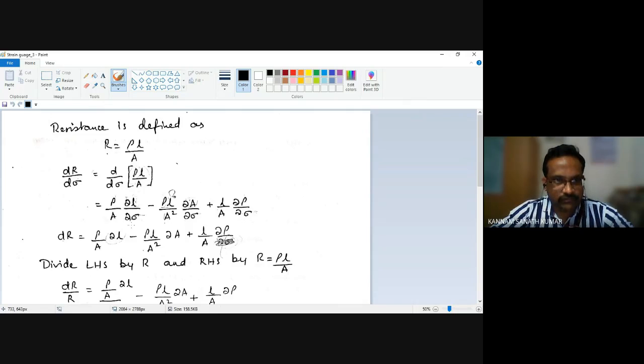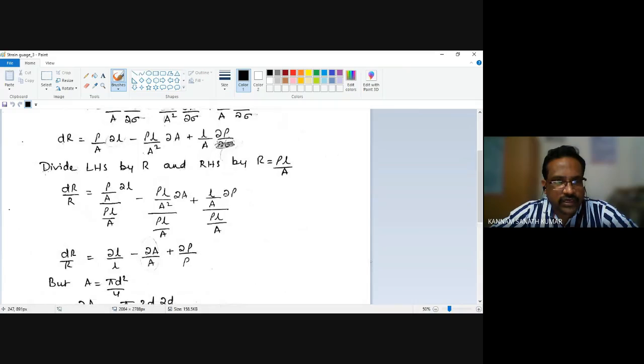Now d delta gets cancelled, and you are getting dR. So dR equals rho by A dou L minus rho L by A square dou A plus L by A dou rho. Now what should you do? You have to divide both LHS and RHS by R, where R equals rho L by A. So dR by R equals the whole right side divided by rho L by A.